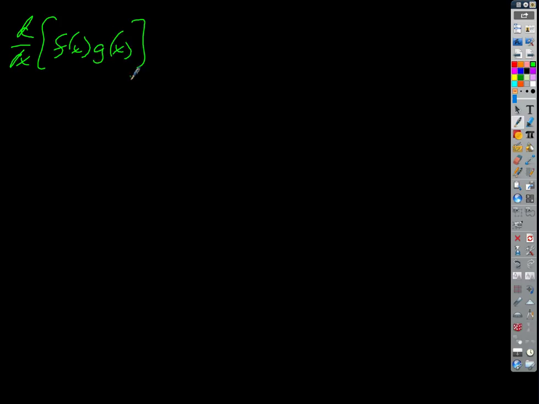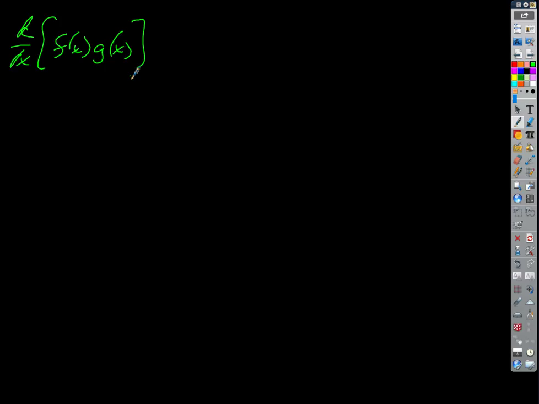Okay, so what we want to do is something really important. This is going to be very helpful. We want to come up with a product rule. If we have two functions, f of x and g of x, our goal by the end of the day is to come up with a way that we can calculate the derivative of a product of two functions.